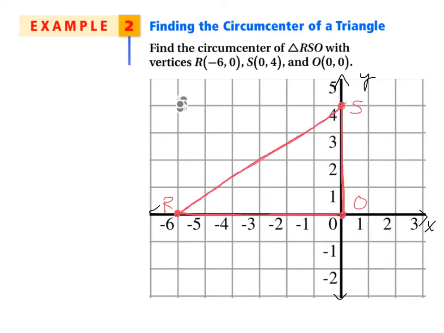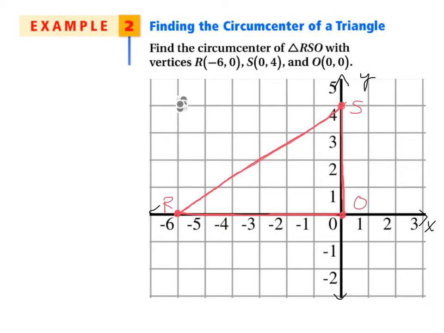So we want to find the circumcenter. So what we have to do now is draw our perpendicular bisectors. So we have to find equations for two perpendicular bisectors. Now, since two sides of the triangle lie along the axis, we can use the graph to find the perpendicular bisectors of these two sides.